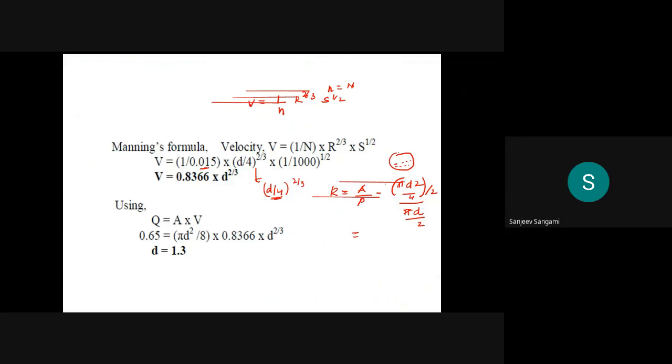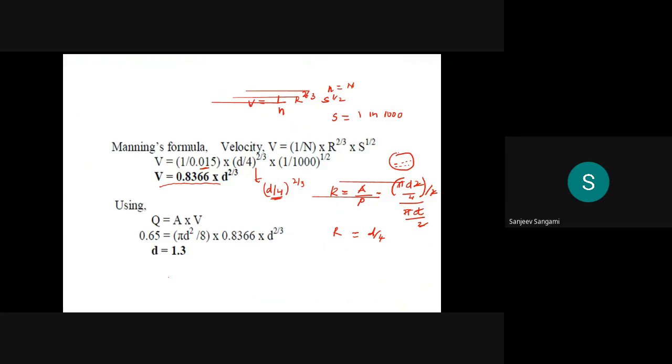Then d by d, 1 d will go, 1 d will go. Of course the 50% will also go. Ultimately you will get finally d by 4. So wherever R is there, R is equal to d by 4. Then we are substituting that value here. They have already given the slope, 1 in 1000. So we got this V in terms of d.